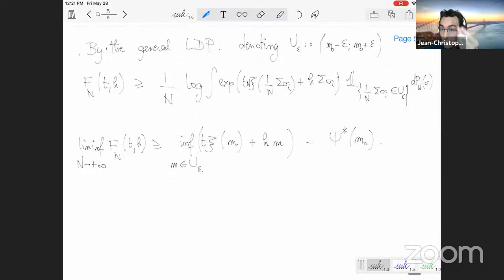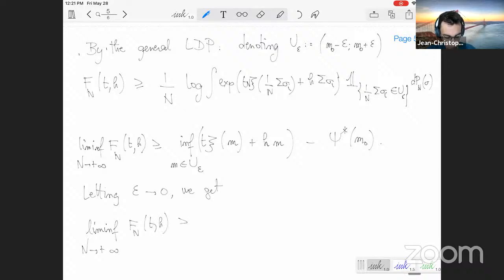Okay, so that is true. And if I shrink epsilon to 0, then this inf over m in U epsilon will just become t psi of m naught plus h m naught. So letting epsilon tend to 0, we get the liminf as n goes to infinity of Fn of t and h larger than or equal to t psi of m naught plus h m naught minus psi star of m naught.